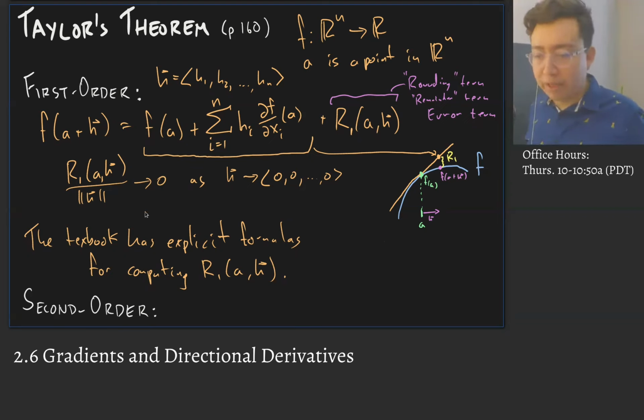Okay, cool. So I won't bog you down with too much more stuff. Tomorrow we'll jump right into the second order Taylor's theorem formula, and then we'll see some examples, and then we'll get started with 3.3 tomorrow as well. Okay, cool.